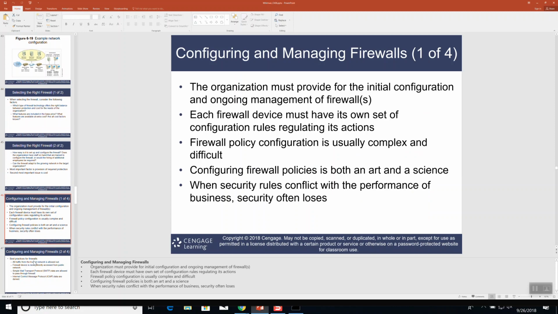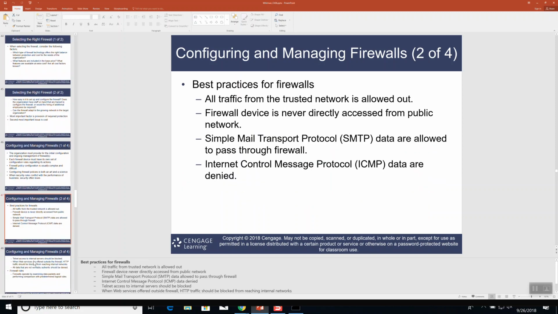This is what I was talking about. When you're trying to protect your network in general, it's not here's step 1, step 2, step 3. There's an art to it. When security rules conflict with the performance of business, security often loses. If I need access to something and you're not allowing me to do it, I can't do my job, right? So if I can't do my job, then it's no good. So that's why I say security loses.